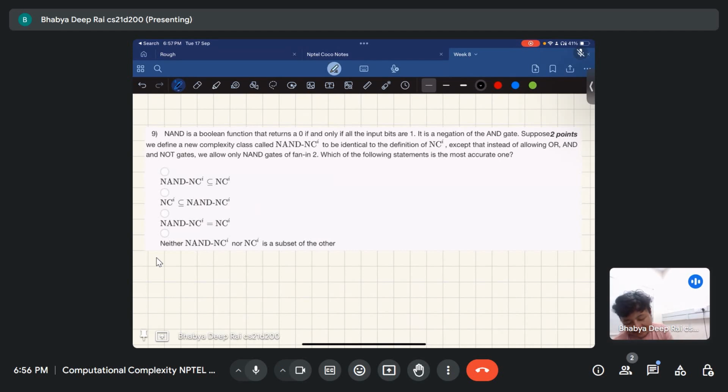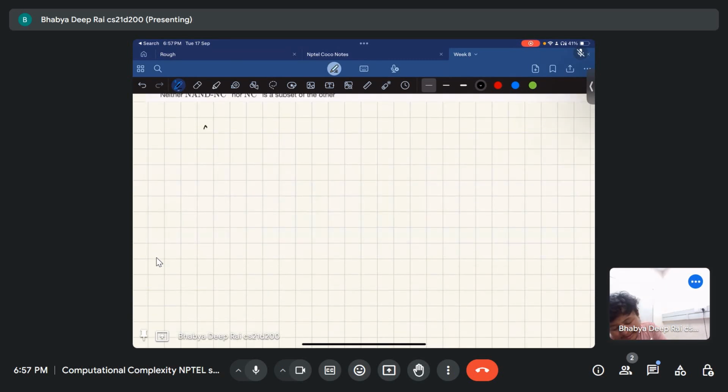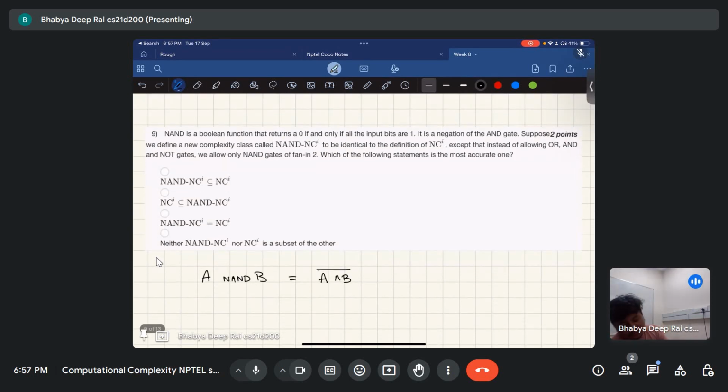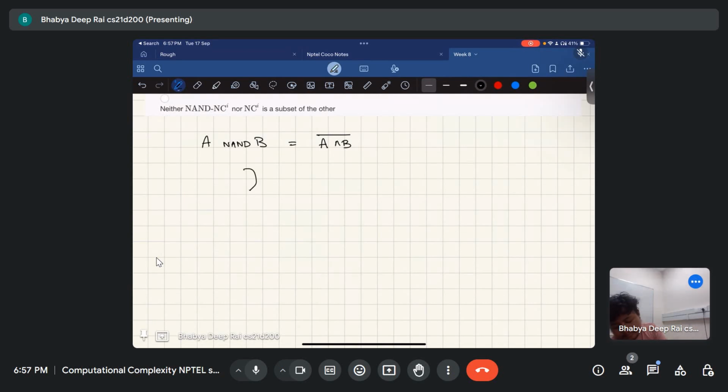NAND is a Boolean function that returns 0 if and only if all the input bits are 1. It is a negation of the AND. So NAND is the opposite of AND. A NAND B is nothing but the negation of A AND B. Okay, this is how it's defined. Now, maybe you've seen this in digital logic.